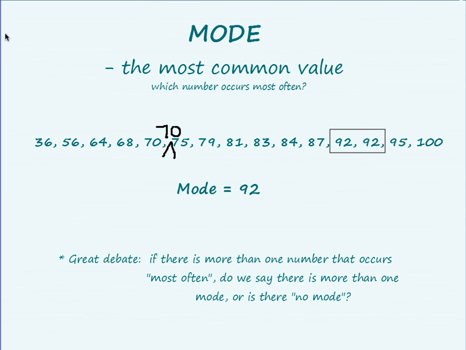And this debate has gone on for a really long time, and no one has really said which is correct and which isn't. So it totally will depend on the context and the author who writes your assignment or your test. So for our purposes today, we're going to say that 70 and 92 can both be modes, and that's okay. But just know that occasionally you'll see a term that says no mode.